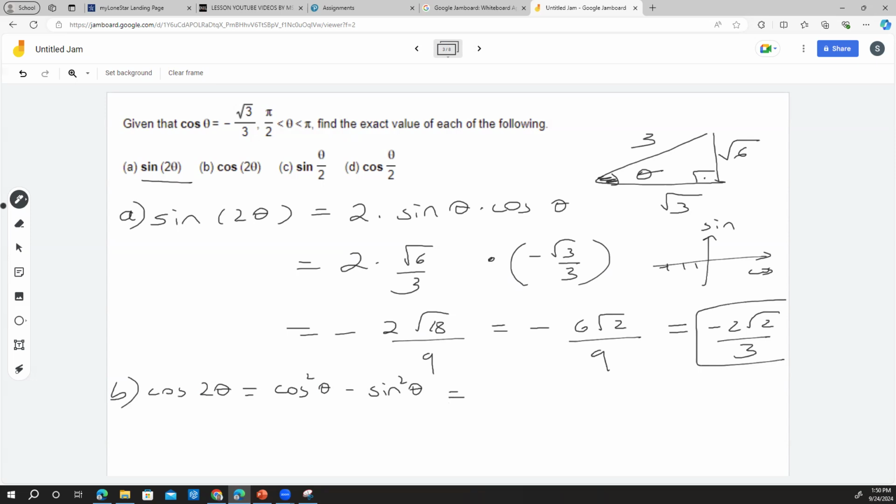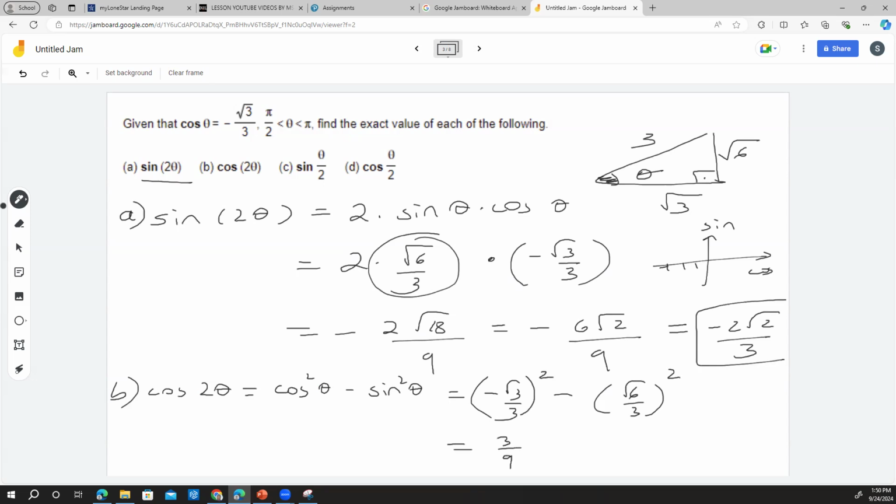So the cosine value is given in the problem, that's negative root 3 over 3, but according to the formula, I must square this number. And the sine value, I figured this out on my own. The sine value was radical 6 over 3, but I need to square this number. So a negative squared is still positive.